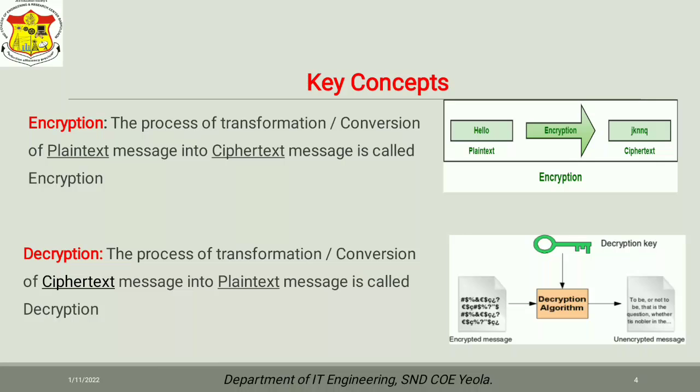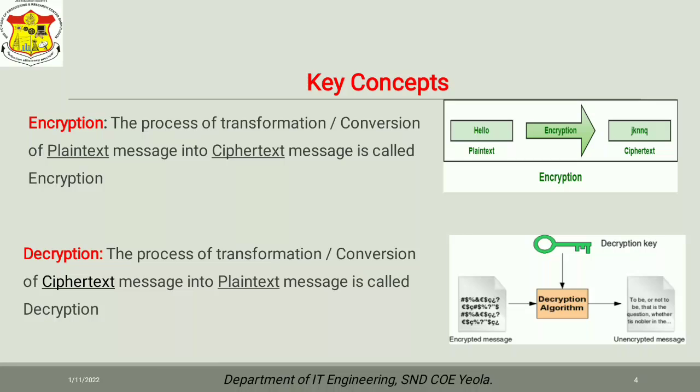In this figure, the given plain text message, that is hello world, will be encrypted by using some key with a suitable scheme. Then the hello message is converted into the ciphertext message, that is a coded message. Here hello world will be converted into the ciphertext JKNN, that is a non-readable message.